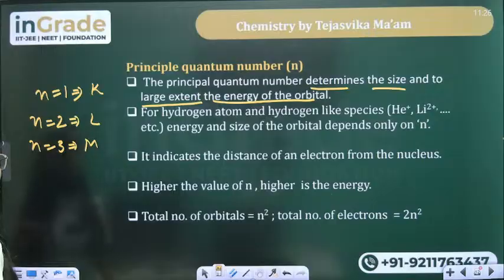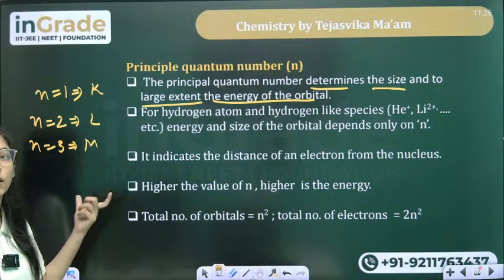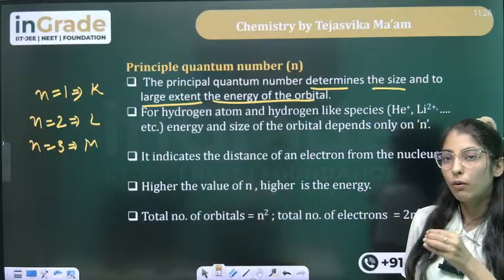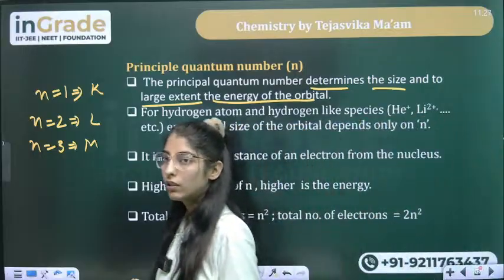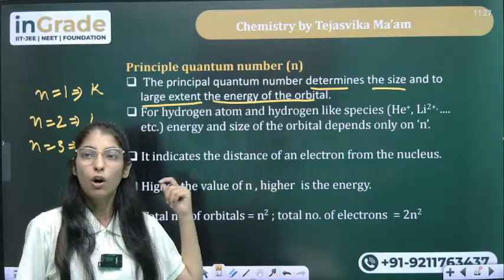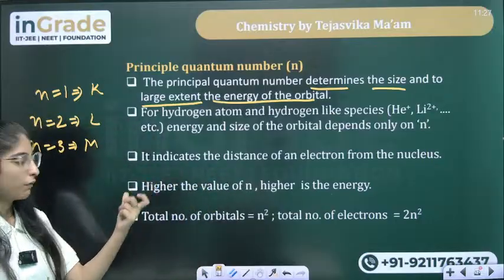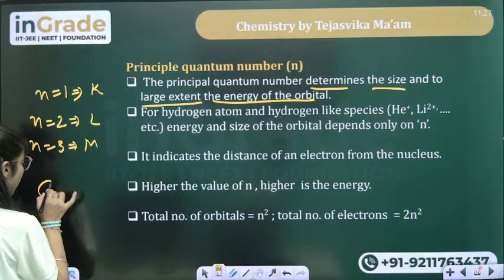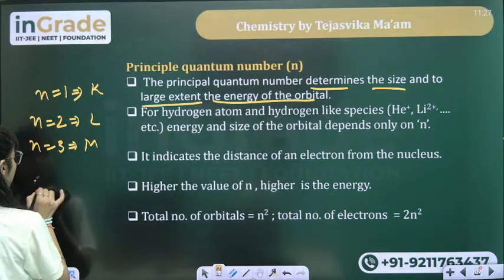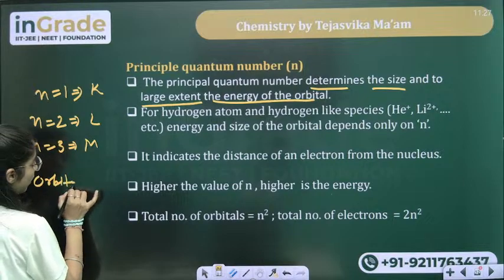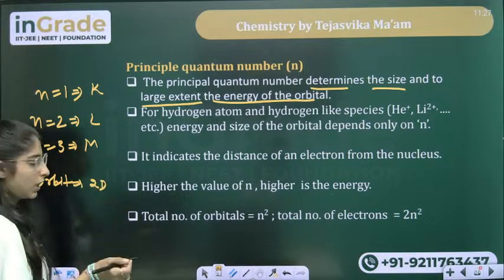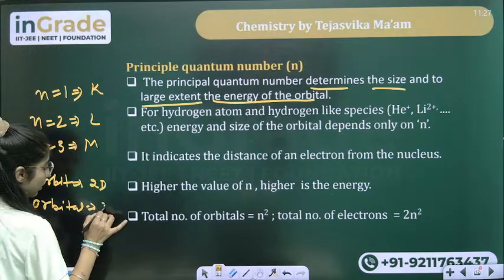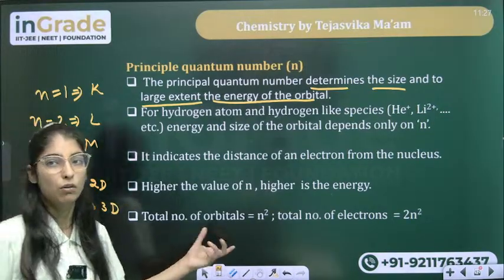Basically, an orbital is a 3D space. There is a difference between orbit and orbital, and we are going to discuss it. Here orbit is different and orbital is different. So orbital is a 3D space. If I am talking about orbit, it is a 2D representation, but orbital will give you a 3D representation of a particular orbit.